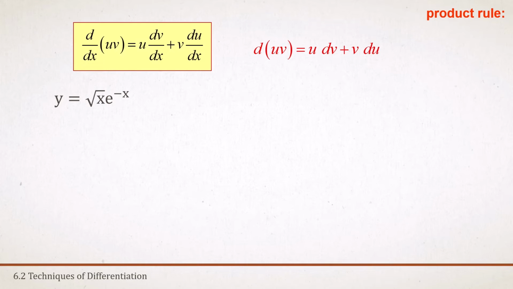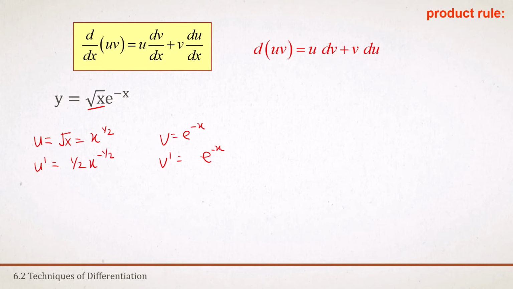You have nothing to expand and nothing to multiply, so you need to use the product rule. The first one is always your u. So u equals sec x, or we can write it as x to the power of 1 over 2, and my v is e to the minus x. So u prime is half x to the minus half, and v prime is the exponent copied back, and differentiating minus x actually gives minus 1.